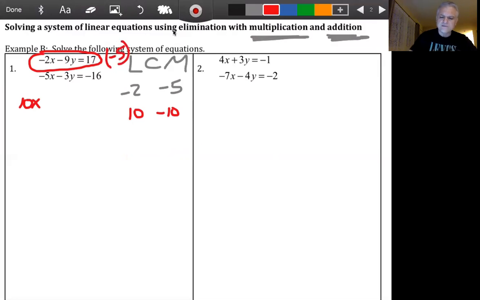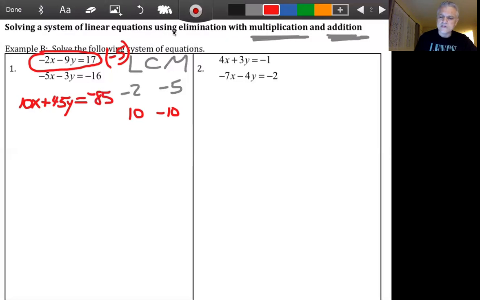So -5 times -2x is +10x. Negative 5 times negative 9y is positive 45y. If you're going to make mistakes, it's probably going to be in this step, so pay close attention, go back and rewind it as much as you need to. Bring your equal sign. Negative 5 times 17 is negative 85.